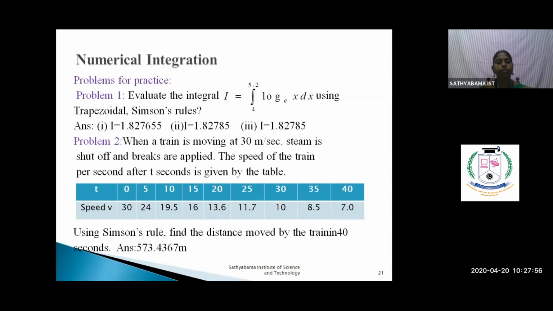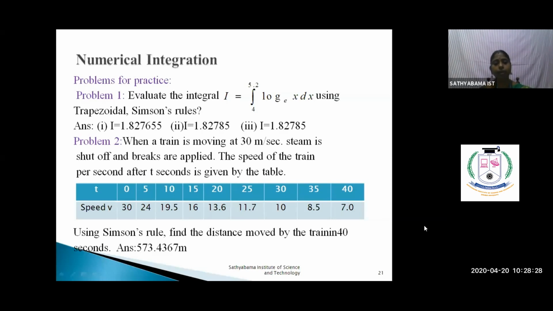Okay. And the second problem is, you see, when a train is moving at 30 meter per second, steam is shut off and brakes are applied. The speed of the train per second after t seconds is given by the table. The table is given. Using Simpson's rule, find the distance moved by the train in 40 seconds. That is like the fourth problem we have seen.